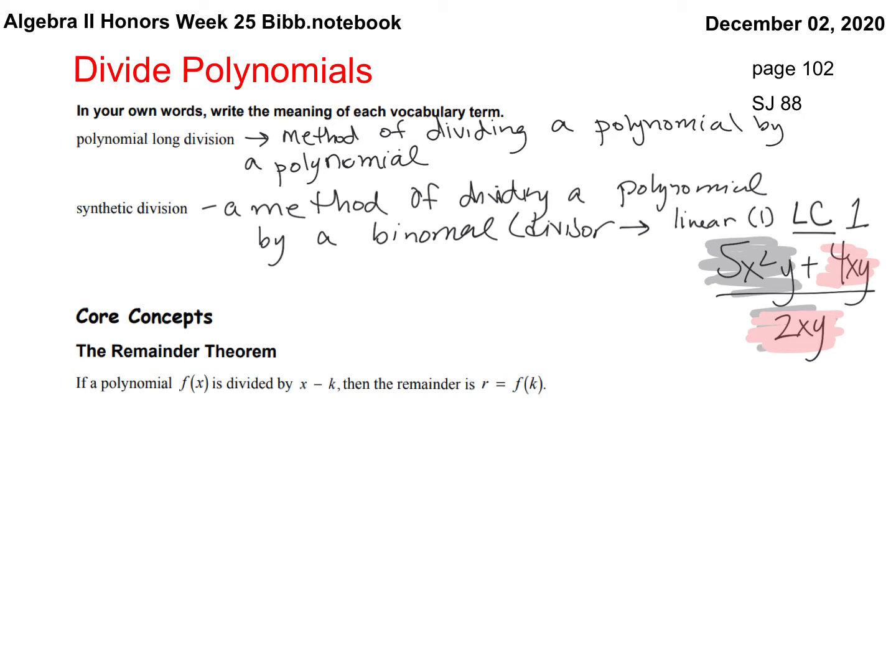Now, the remainder theorem is used pretty often and referred to pretty often. And what the remainder theorem tells you is that if a polynomial can be divided by a divisor, then the remainder is what you would get when you substitute k, so the opposite of this, into f of x. That's all the remainder theorem is.